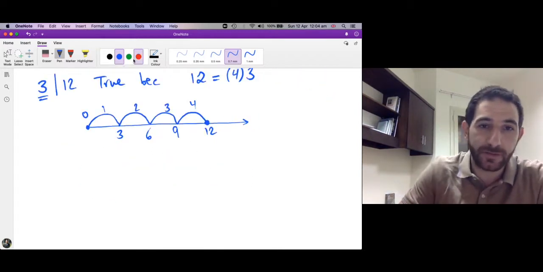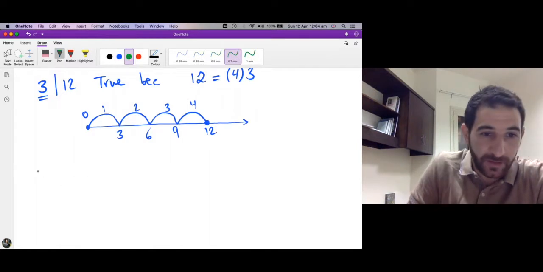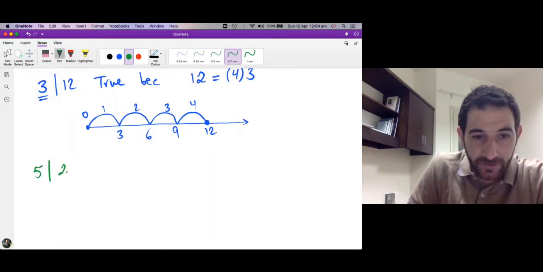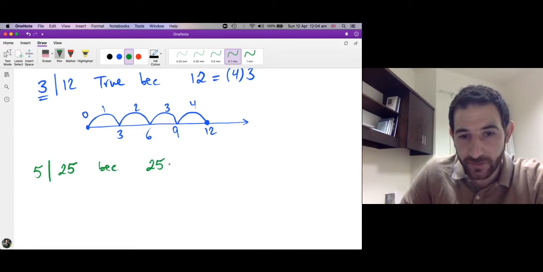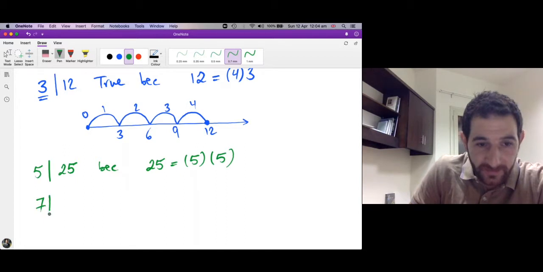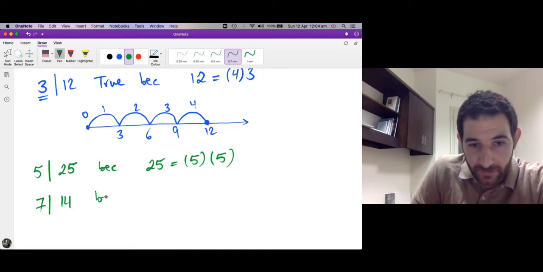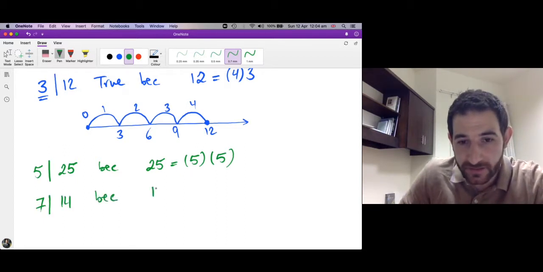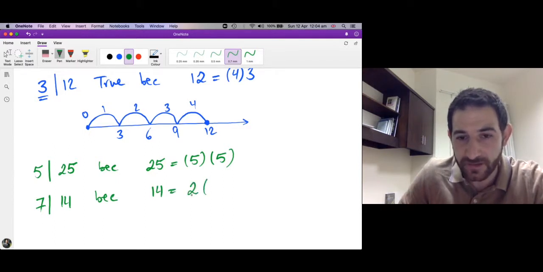Another example: 5 divides 25, because we can find an integer k such that 25 is equal to k times 5, in this case k is 5. Another example: 7 divides 14, because we can find an integer such that 14 is equal to 2 times 7, so this is the integer 2.